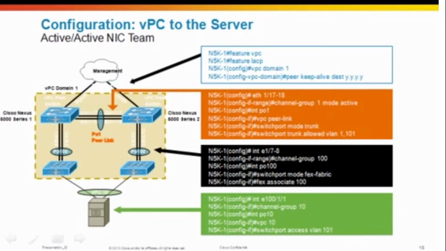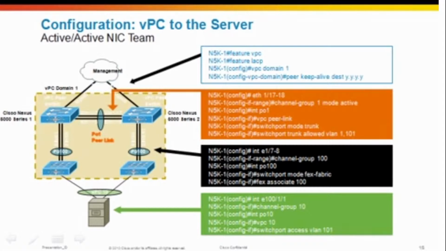So now to configure the VPC to the server, we'll go in the port where the server is physically connected on the FEX. So as we decided our FEX number will be 100, then the port and our server, let's say, is connected to port 1. We go to interface Ethernet 100/1/1. We call a port channel, so in this example, port channel 10. And we will say that port channel 10 is part of VPC 10.